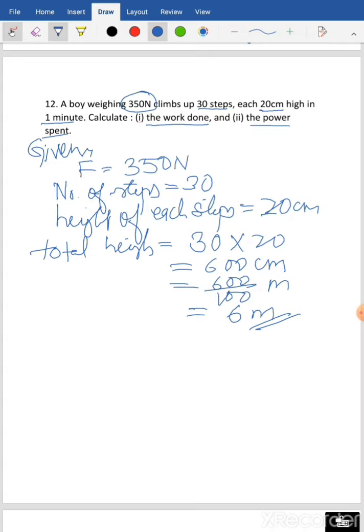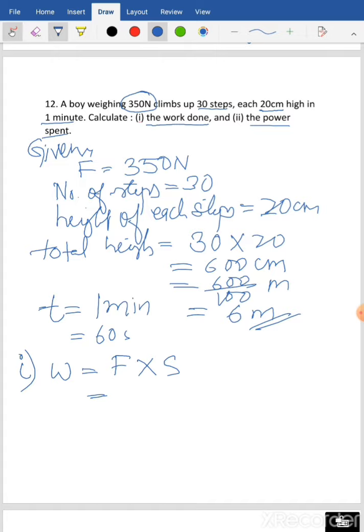And the last information given is time. And time is how many minutes? 1 minute. 1 minute means 60 seconds. So now I'm asked to find number 1, work done. So number 1, W equals mgh, isn't it? The formula is mgh, or here you can write force into displacement. W equals Fs. This is one of the formulas that we know.